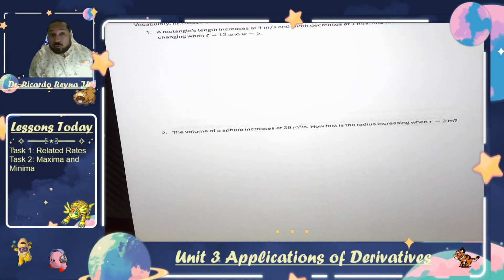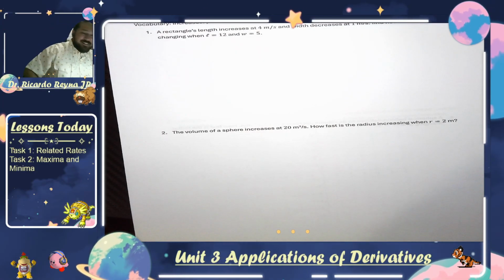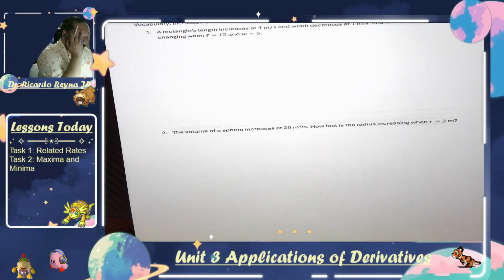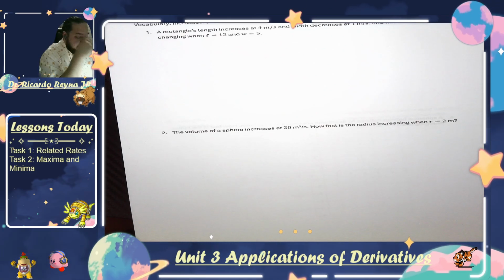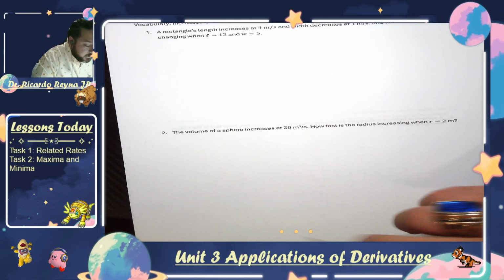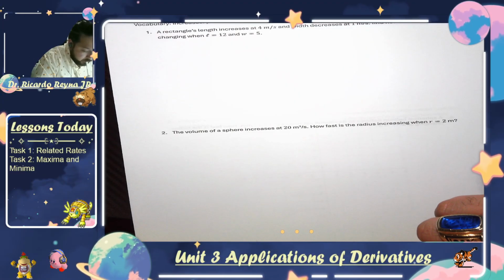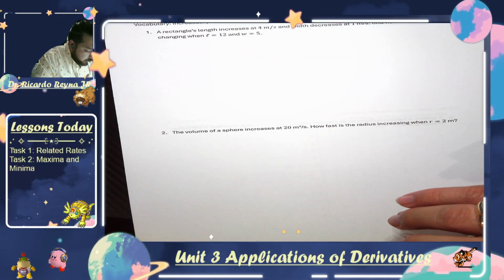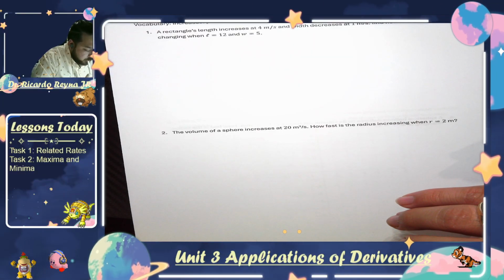Rectangles. A rectangle's length increases at 4 meters per second and width decreases at 1 meter per second. How fast is the area changing when L is 12 and W is 5?